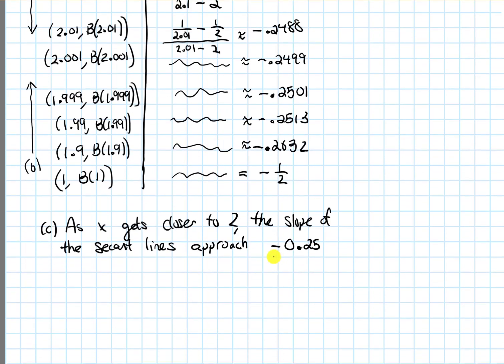All right, so let me box that. And that is going to be our answer to C. This is what we will estimate. This is our estimated slope of our tangent line. And eventually, once we talk more about limits and how we can evaluate them algebraically, we'll learn a way for us to figure this out exactly.